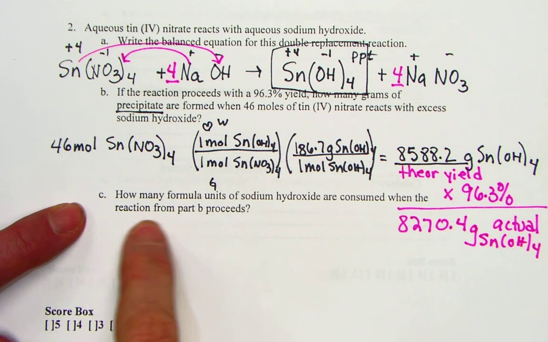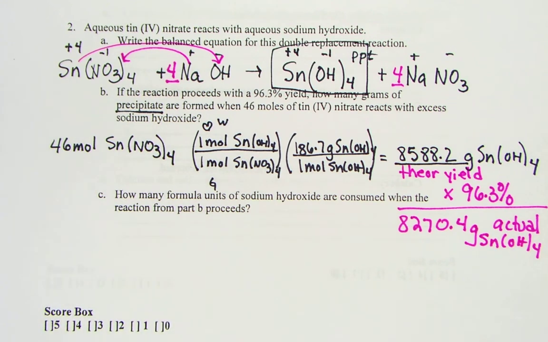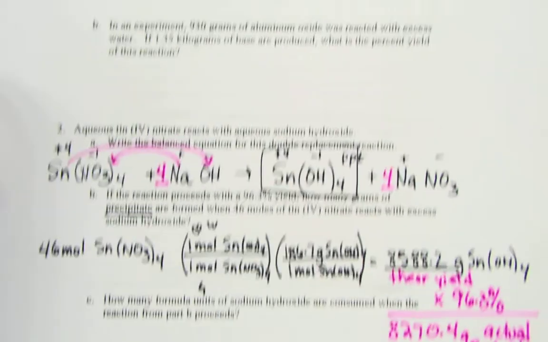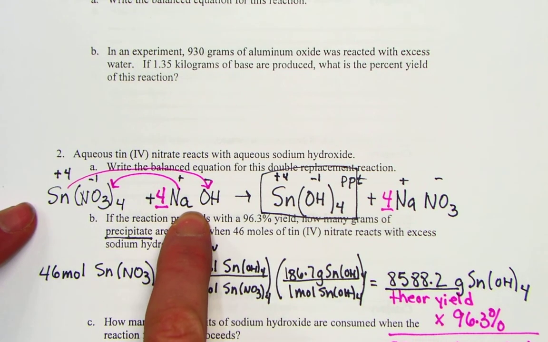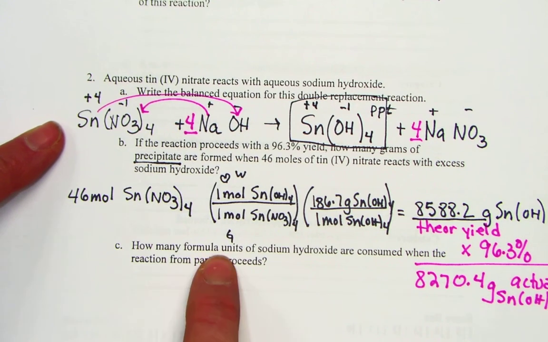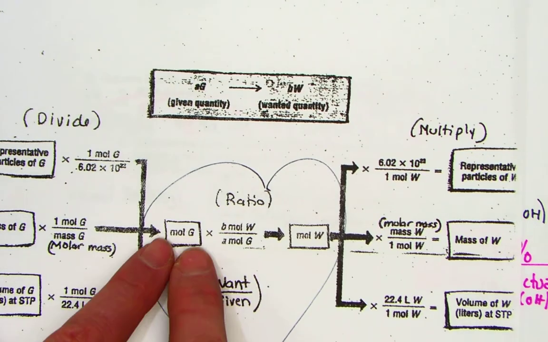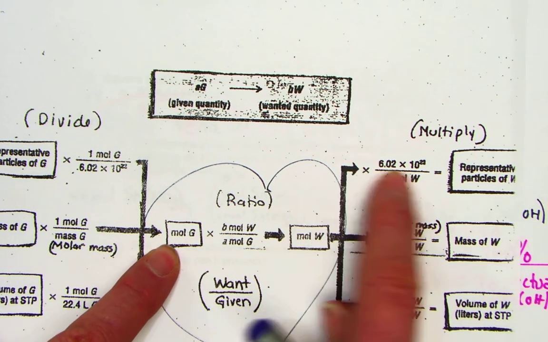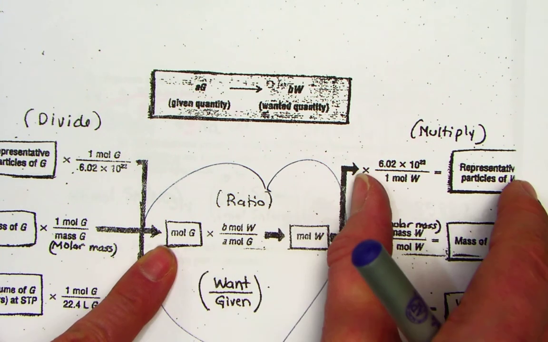In the next problem, we want to know how many formula units of sodium hydroxide are consumed during the course of this reaction. During this reaction, we have two reactants. Just to refer back to our equation, sodium hydroxide is being used right along with the tin 4 nitrate. We want to count the number of formula units. That tells me on the stoichiometry map, given a mole, we want to know the number of particles of the other reactant. This again will be a two-step journey.